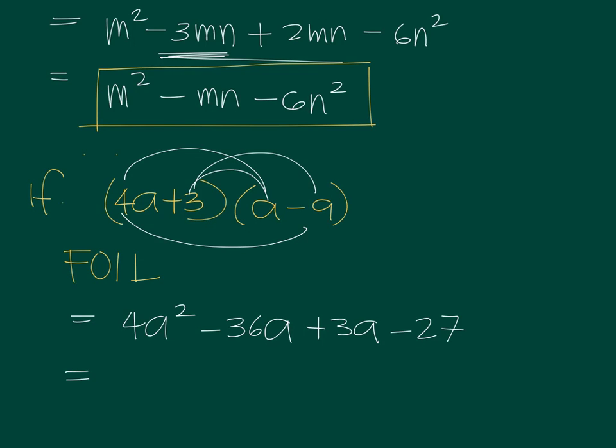So combine like terms. These are a's, but we can only have 4a squared. This is minus 33a, combining negative 36 and plus 3. And then minus 27. So that's the expanded form of 4a plus 3 times a minus 9. Okay, letter G.